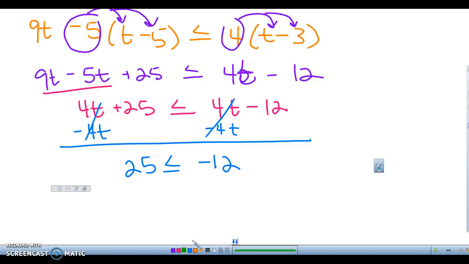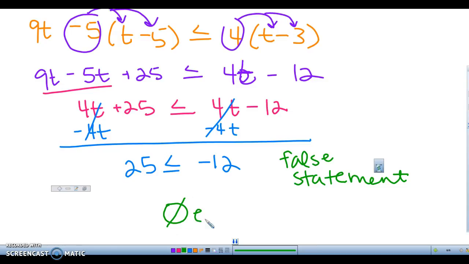That's just not true. And because 25 is not less than or equal to negative 12, the answer for this is the empty set, which is symbolized with a 0 with a line through it. Okay? So you don't just say it's false, I say it's the empty set.